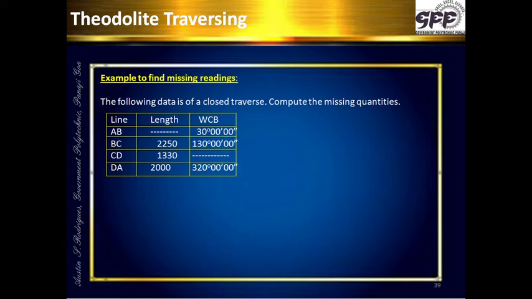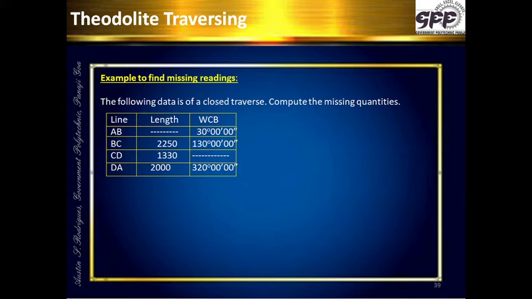Maybe the two stations were not directly visible. There was an obstruction in between. Maybe there were woods in between, wooden trees. The trees were present over there, or maybe a hillock or something like that. So measuring the length was possible, but direct observation of the two stations from one end to the other end was not possible. So finding the angle was not possible.